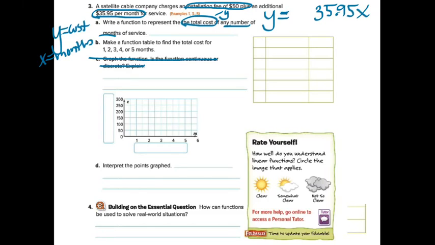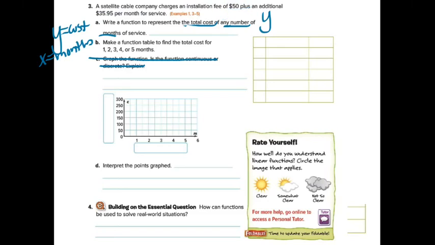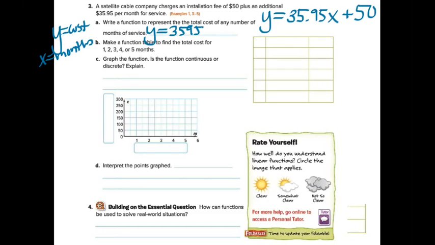Let me rewrite this a little bit here. My total cost is Y. Sorry, let me make some room so that you could tell the difference of what's what. Total cost is Y, and it's going to be $35.95 for each month, so I'm going to multiply by my months, plus this $50 fee that's going to happen once no matter what. The reason this $50 has no variable with it is because that's only going to happen one time. So just a $50 one-time fee. My function is y equals $35.95 x plus the $50 fee.